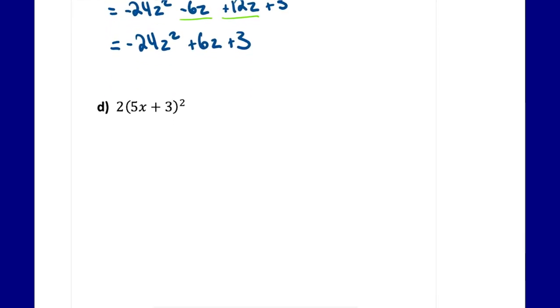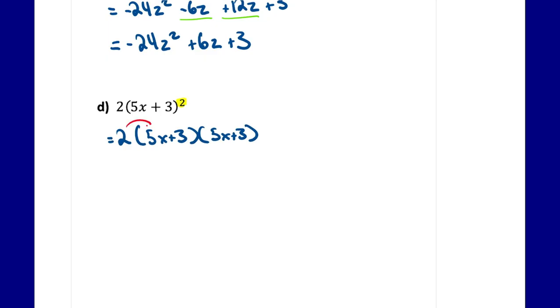D, similar to the last one, except it's written a little differently. And the key difference here is this little squared. So the squared actually means multiplied by itself. So I could actually rewrite this, and I am going to have to rewrite this to make it a little bit easier. 2 times (5x plus 3) times (5x plus 3). So because it's squared, it's multiplied by itself, right? And it's the same kind of setup as the last one.